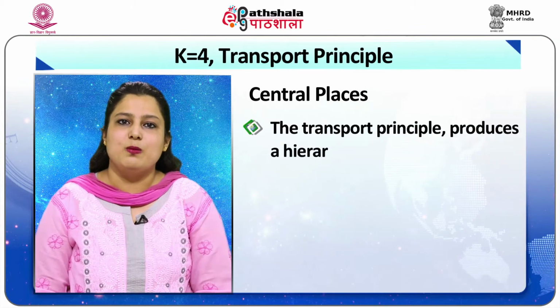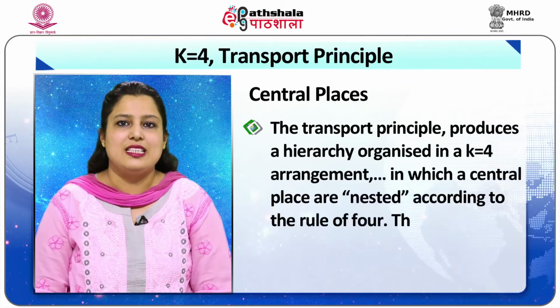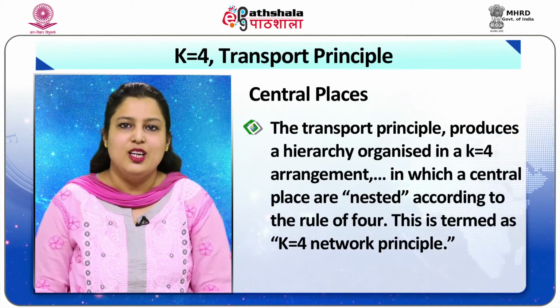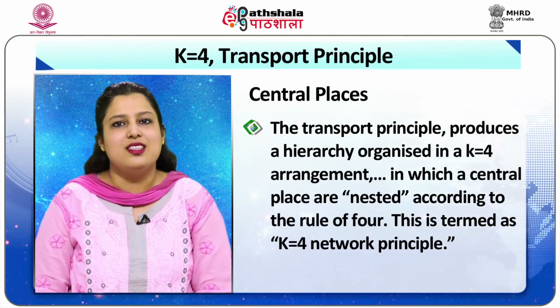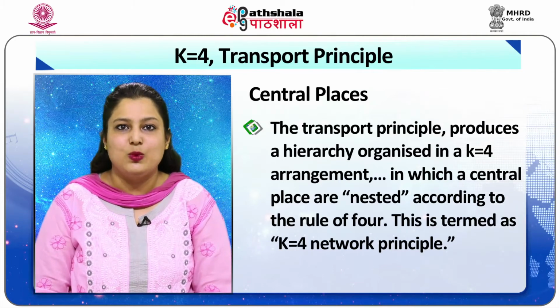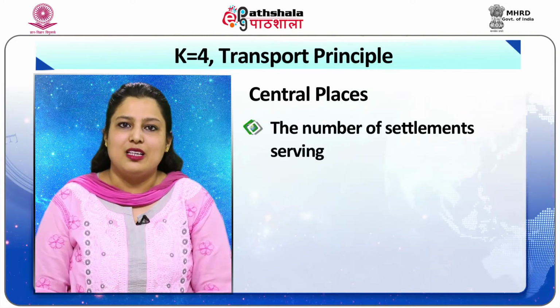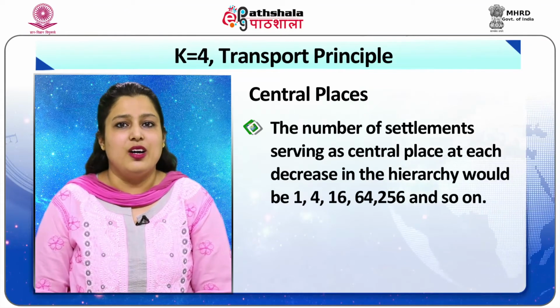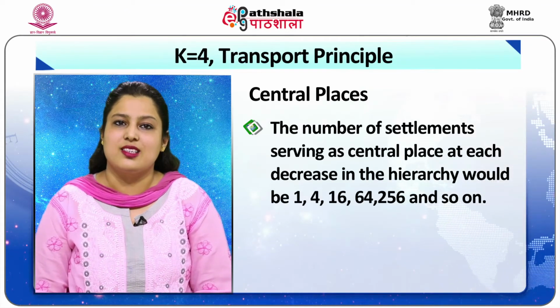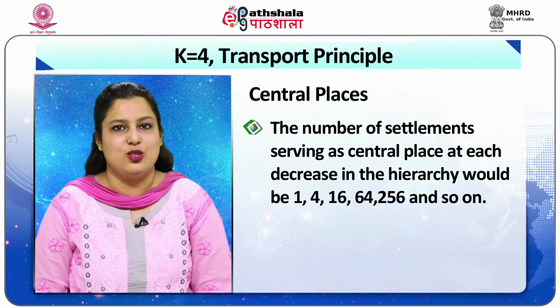Thus, the transport principle produces a hierarchy organized in a K = 4 arrangement in which a central place is nested according to the rule of 4. This is termed the K = 4 network principle. The number of settlements serving as a central place at each level decreases. In the hierarchy, it would be 1, 4, 16, 64, 256 and so on.